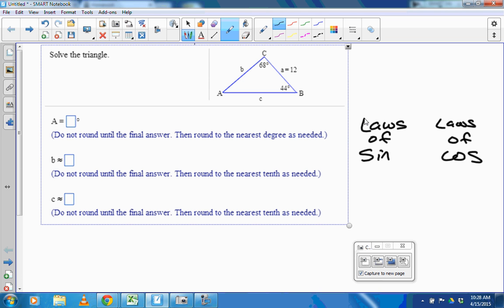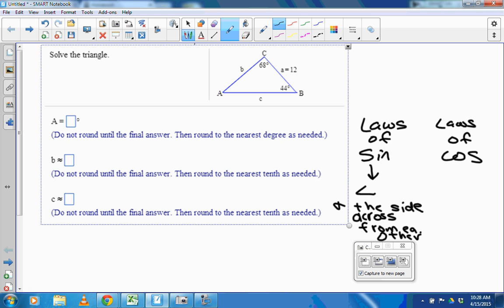So laws of sine, what you're looking for to use laws of sine here is you have an angle and the side that are across from each other. Okay, angle and the side that are across from each other. If you don't have that, then you have to use laws of cosine.